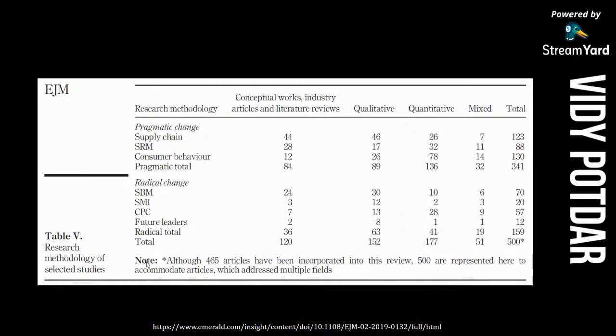If you look at this note at the bottom, although 465 articles have been incorporated in this review, 500 are presented here to accommodate articles which addressed multiple fields. So it is very likely that one particular paper might have addressed multiple problems or multiple challenges which fit in 2 or 3 different categories. Which is why, when you tally up those numbers, they don't add up to 465, but they go to 500. So if that is the situation in your case as well, you could mention that too.